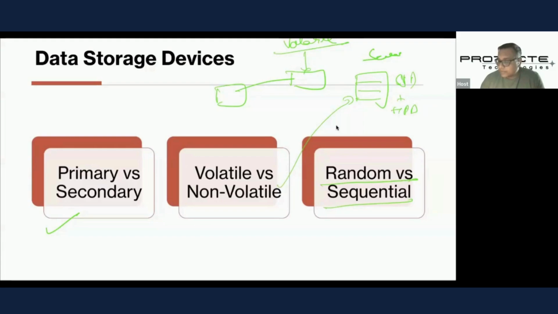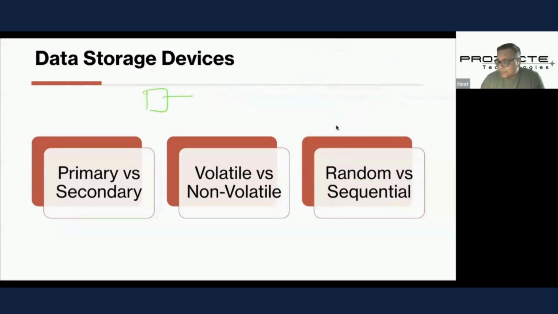Random versus sequential means the CPU can access the memory either sequentially, that is one by one, or it can go and access any slot on the memory. That is called random versus sequential memory. There is something called random access memory, and there is something called sequential access memory. In sequential memory, every time the CPU has to access, it has to go and start from the top.